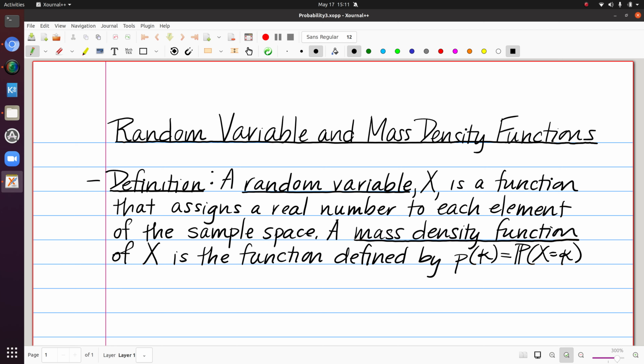So let me pause for a moment. That's saying that the domain of a random variable is the sample space, and it's going to assign to each thing in that sample space some real number.